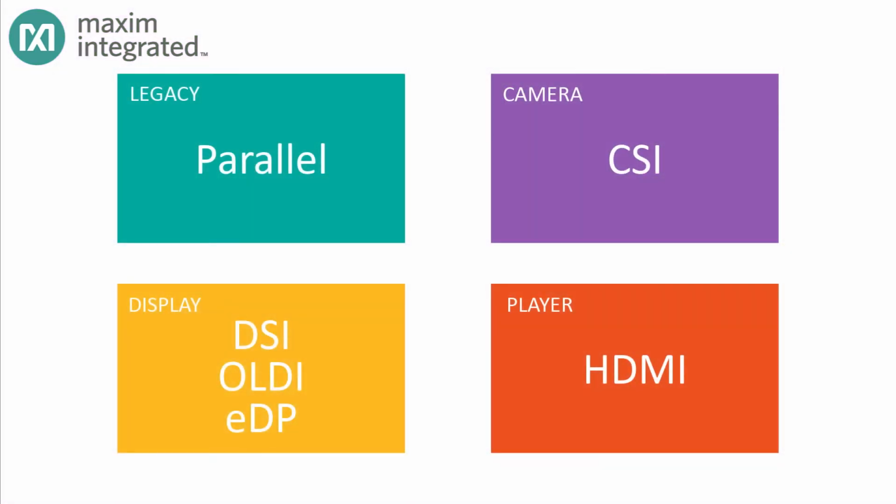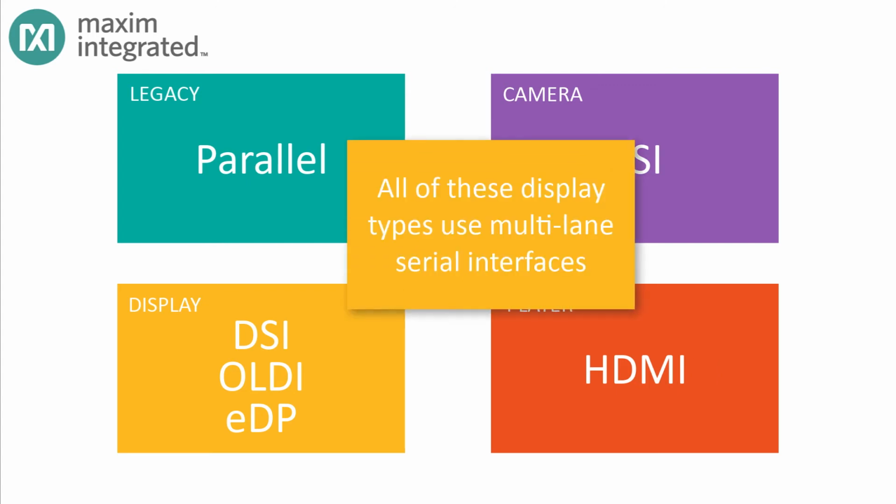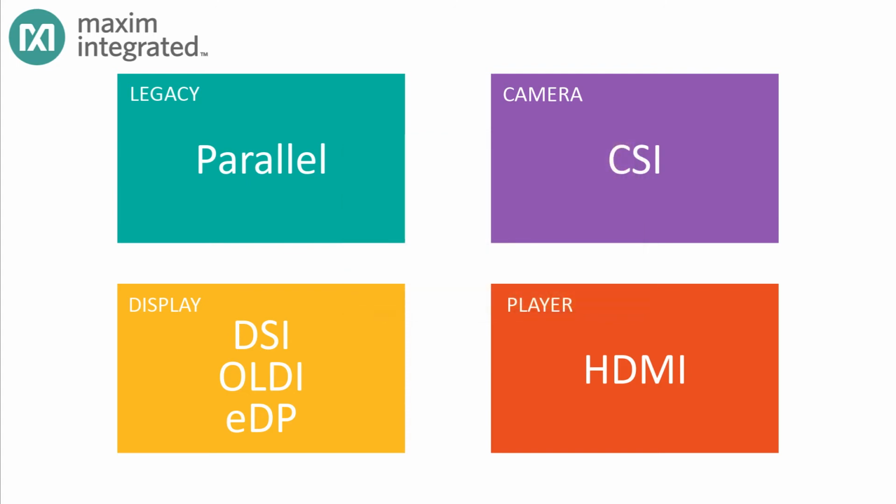Now, displays. In the not-too-distant past, a display would interface over a set of parallel wires, but other than for the smallest displays, that's just no longer true. Today, virtually all display subsystems connect over some kind of multi-lane serial interface. Three of the most popular are DSI, OLDI, and EDP.